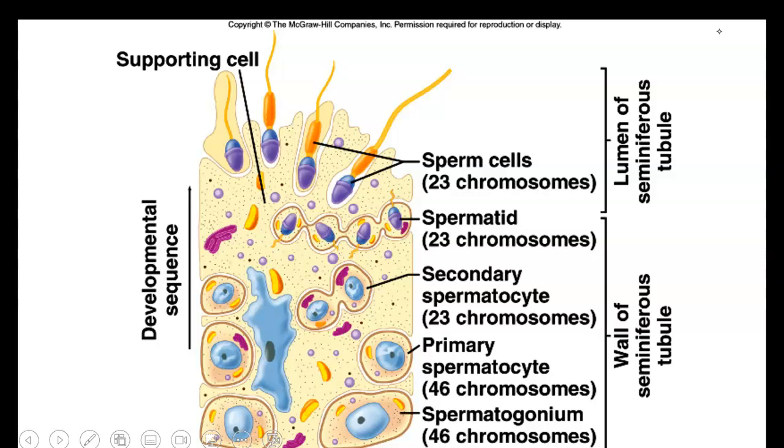Here's another view that is just showing you the development of the sperm. And so you have your spermatogonia with your 46 chromosomes at the bottom. Turns into a primary spermatocyte, still has 46 chromosomes. Then it starts to divide again, and then it comes down to 23 chromosomes as a secondary spermatocyte. Becomes a spermatid. Notice that it is starting to develop a tail. It's got an acrosome and a head. And then becomes a sperm cell with 23 chromosomes as it makes its way and gets pushed out into the lumen.